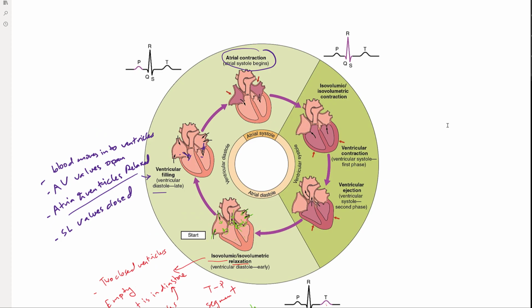Atrial contraction. Here the name suggests that we have contraction, or systole, in the atria. Of course, ventricles are still relaxed. Of course, AV valves are open, semilunar valves are closed. But why do I have atrial contraction? Think of it, I need to fill those ventricles with the maximum amount of blood I can. So kind of like, I will push a little bit more blood.